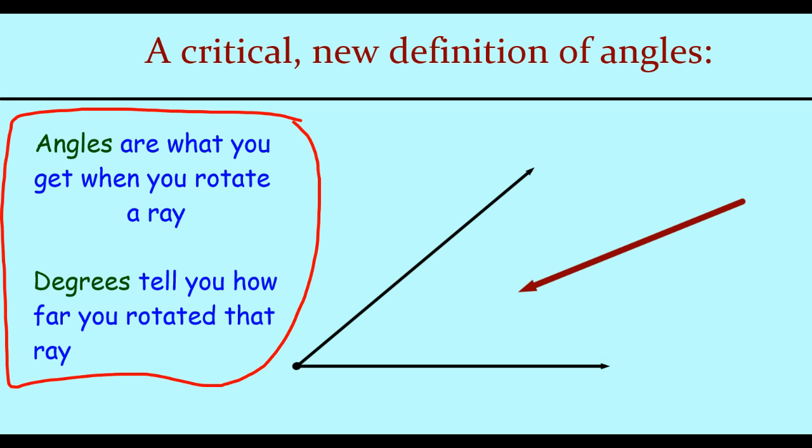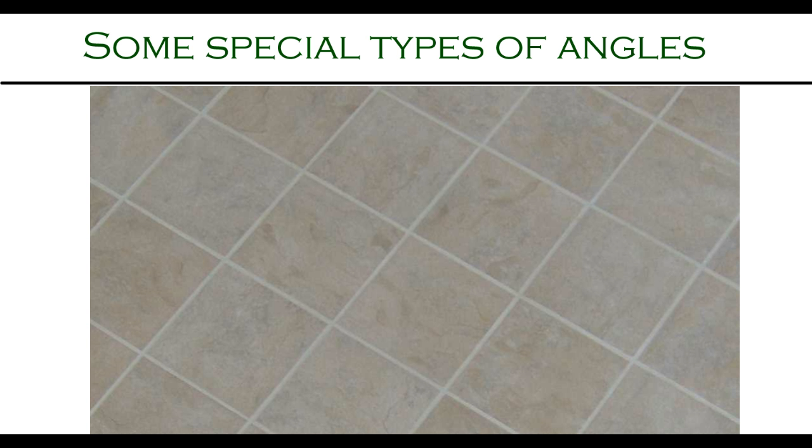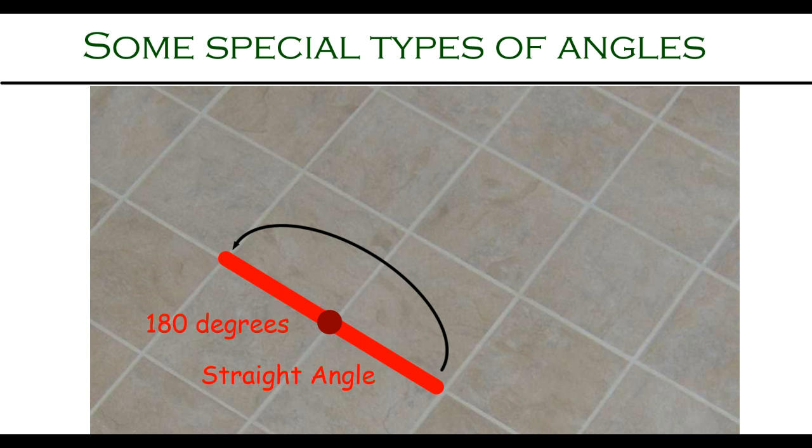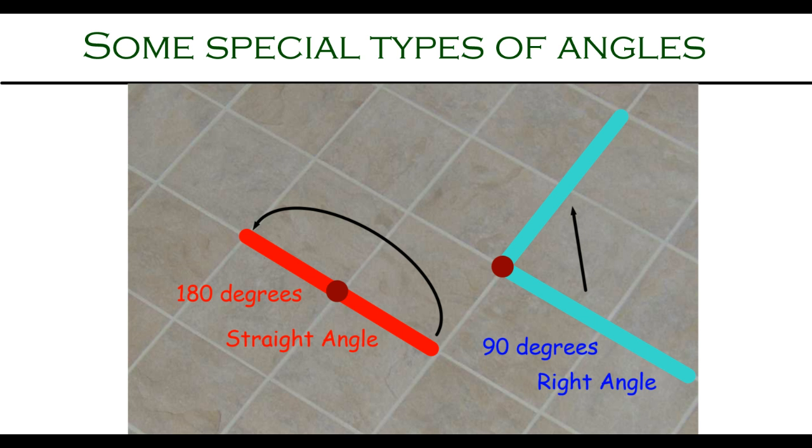All right, so with that idea of angles and the idea of degrees now, we have some special types of angles that you might have heard of before. One, if we rotate a ray all the way around, we call it a straight angle. It essentially forms a straight line. That's starting at one point and rotating, so you imagine the ray is facing the opposite way. But if we rotate only a quarter of the way, or 90 degrees, we call it a right angle.